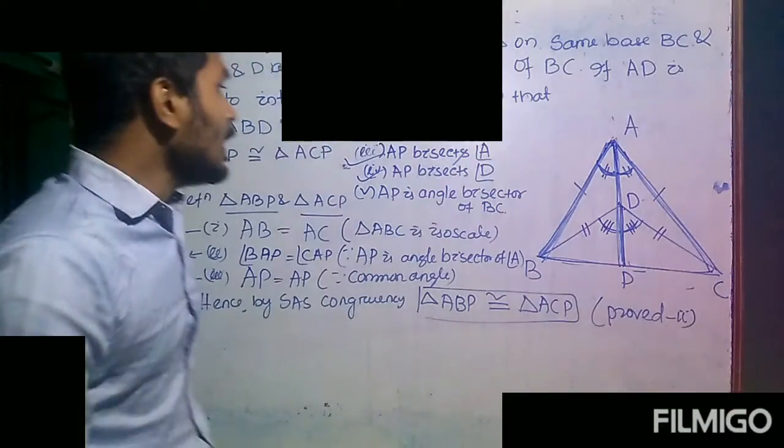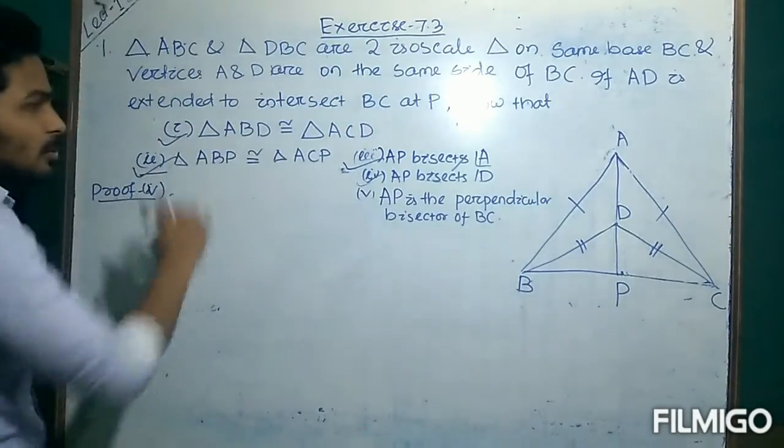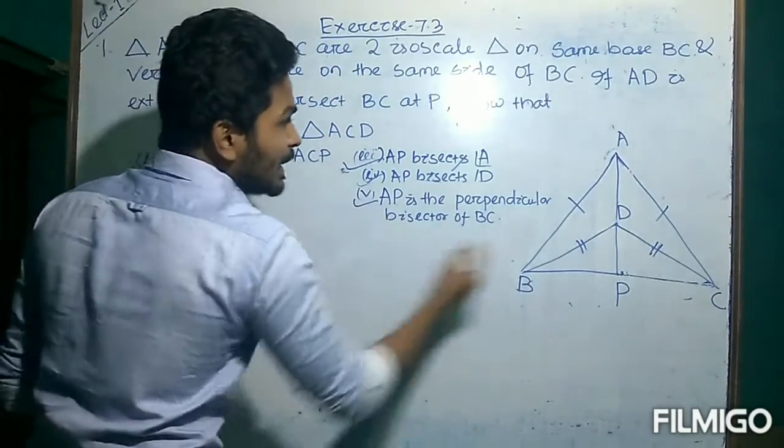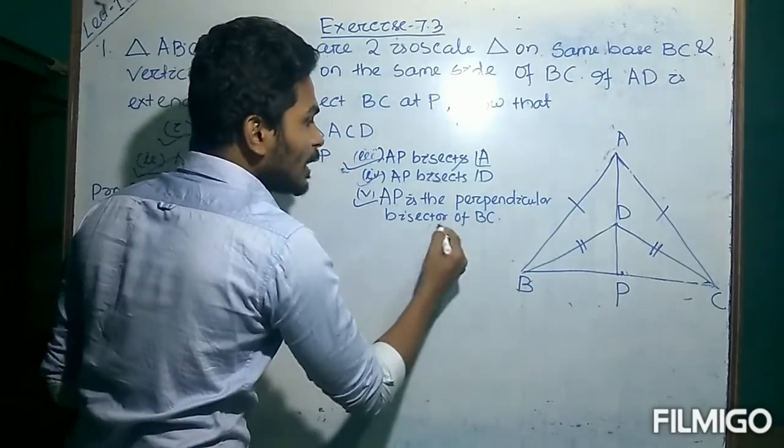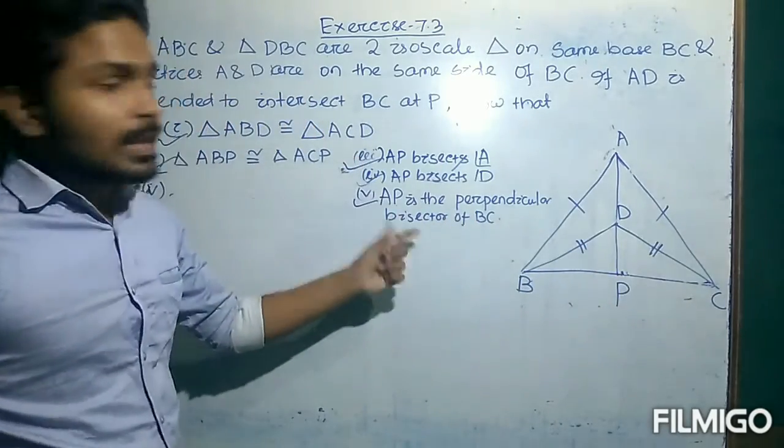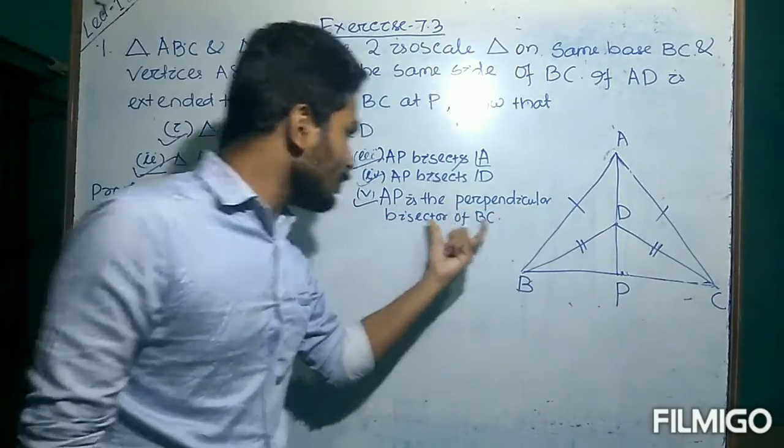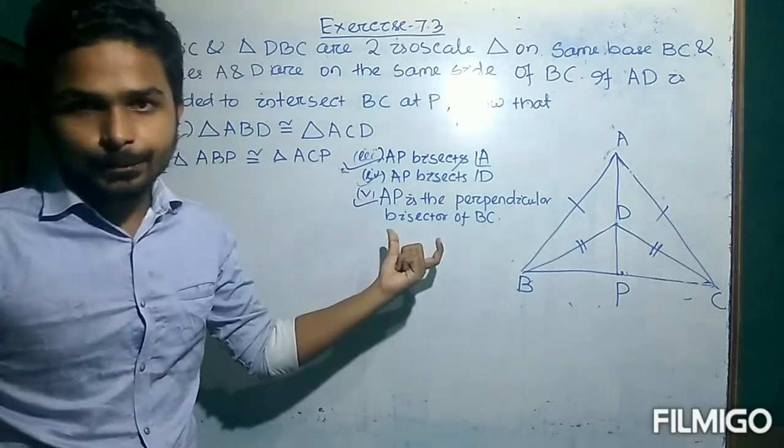And finally moving to the last statement of the question, that is AP is the perpendicular bisector of BC. So we have to first understand the meaning of the term perpendicular bisector.